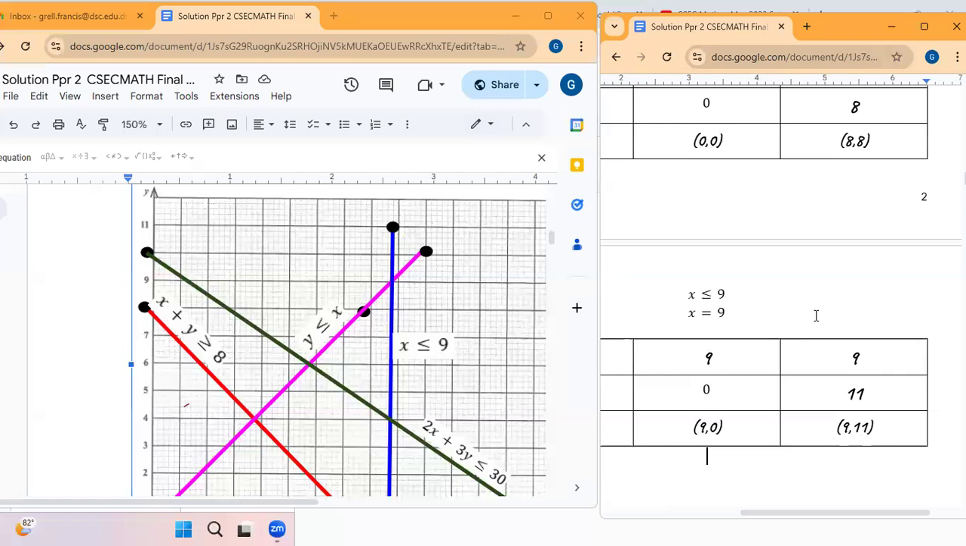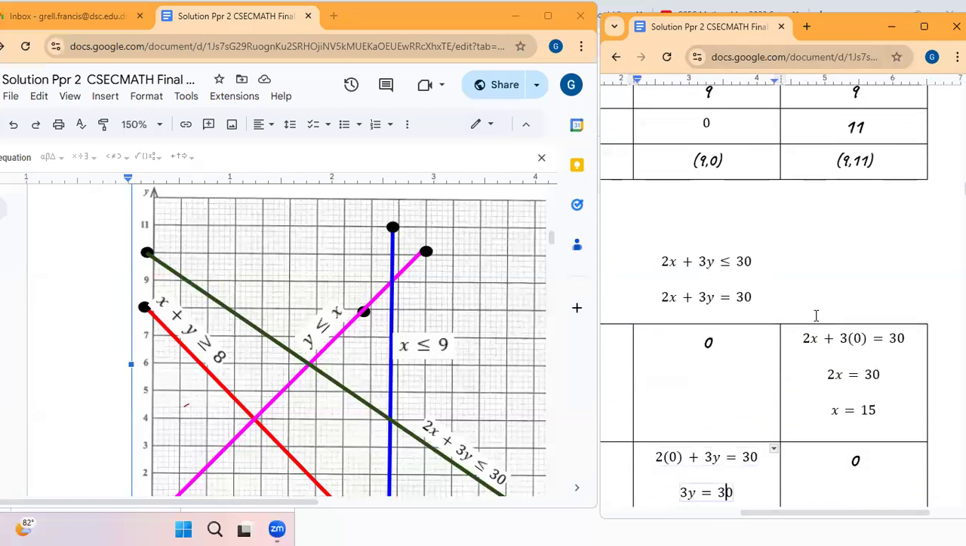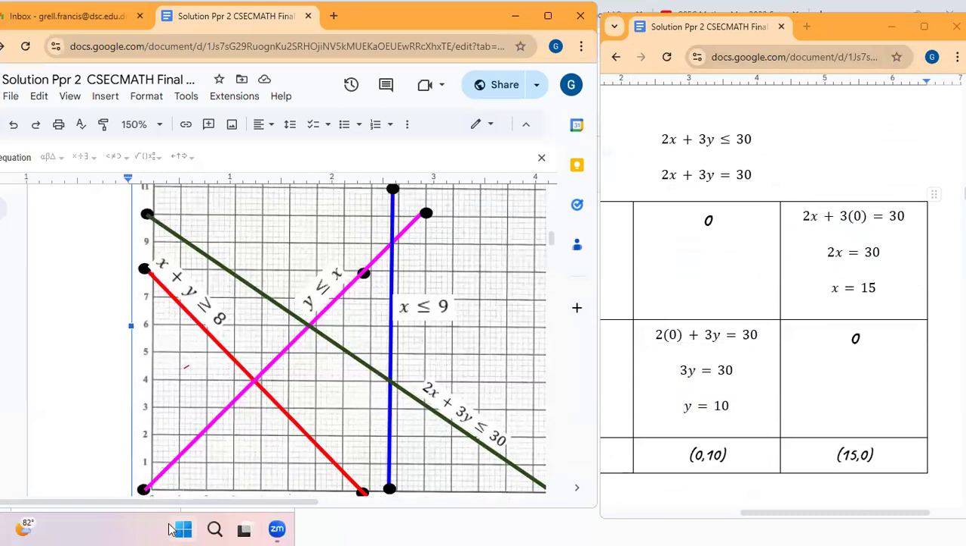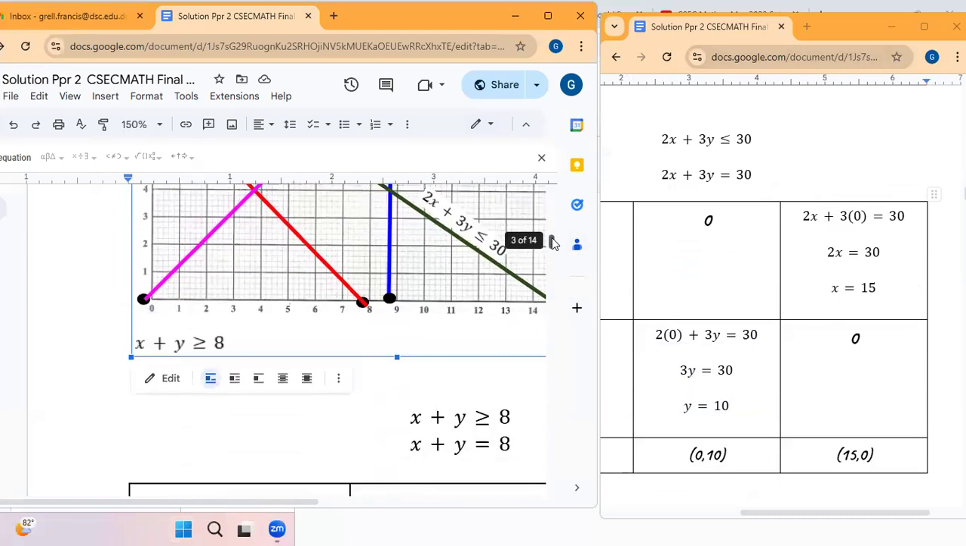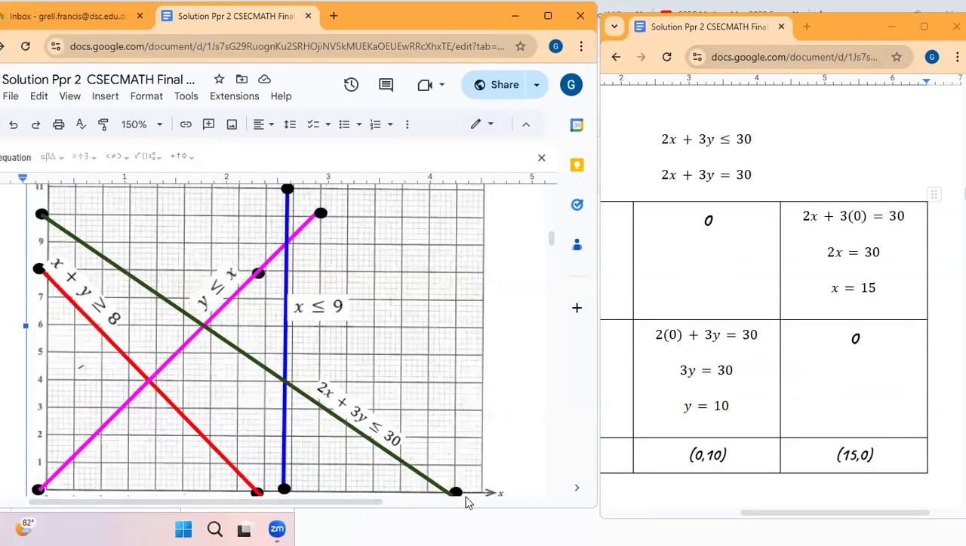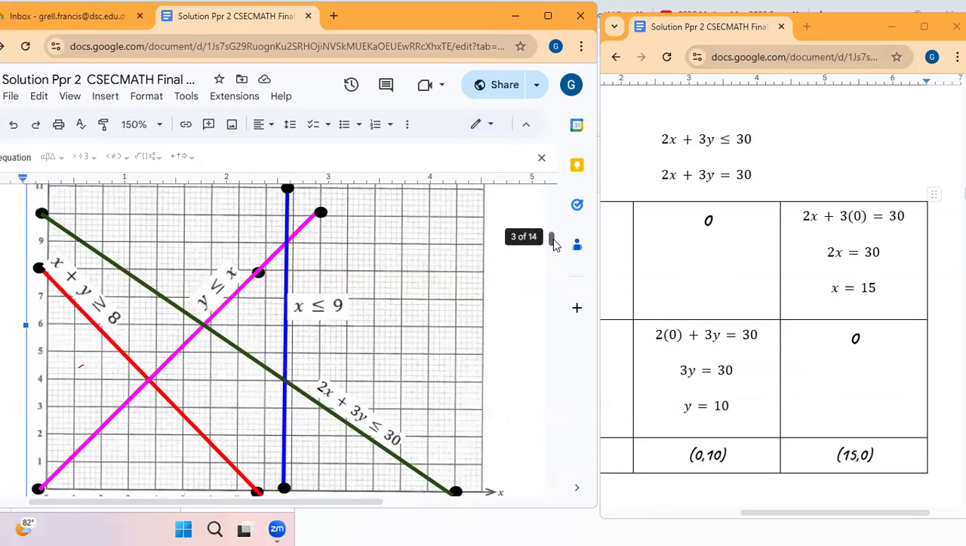And the fourth line, 2x plus 3y less than or equal to 30. The points were (0, 10). There it is, (0, 10). And (15, 0). (15, 0) is right across there. There it is, (15, 0). And then this is the fourth line.